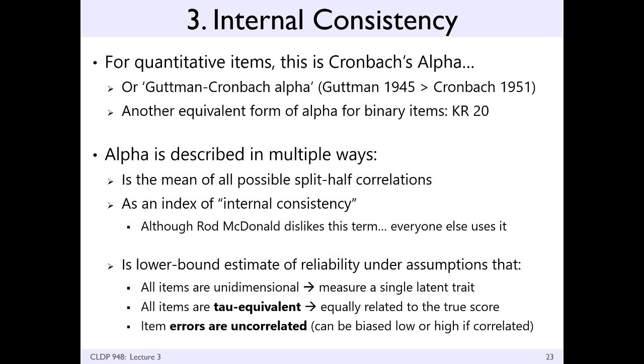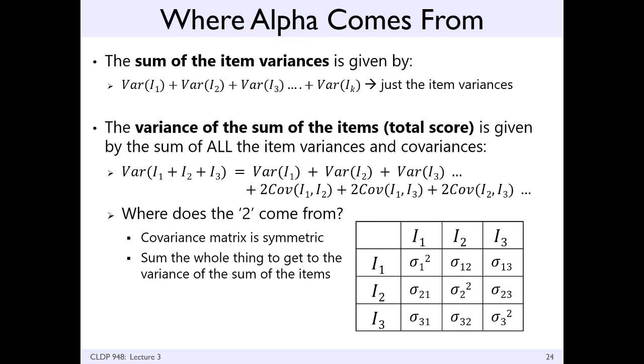They're all testable within a latent trait modeling framework. You have to assume them without testing within classical test theory here. So alpha comes from the difference between the sum of the item variances and the variance of the item sums.